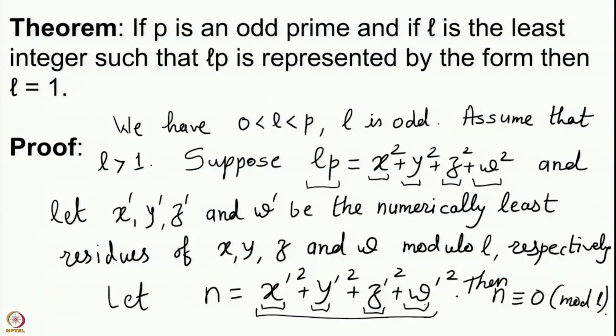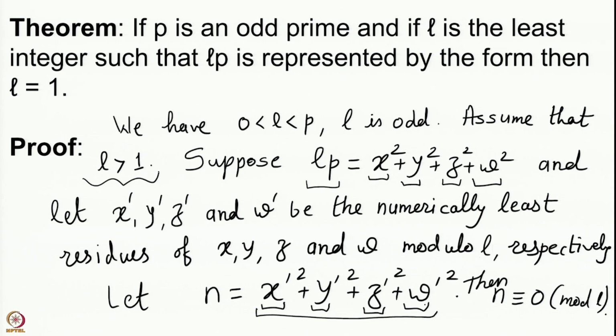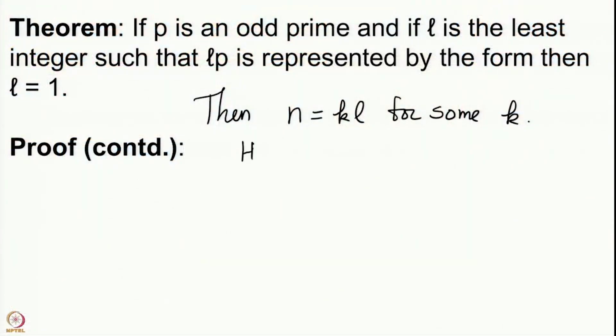If x, y, z, w are 0 mod L, then they are all divisible by L. Then their squares are divisible by L square, the sum will be divisible by L square and it would mean that this number LP is also divisible by L square, which would mean that L square divides LP, so L divides P. But we are assuming that L is not 1 and we also have that L is strictly less than P. So these two conditions tell us that L cannot be a divisor of P. Therefore, first of all, this n is not 0. So the k is strictly positive.